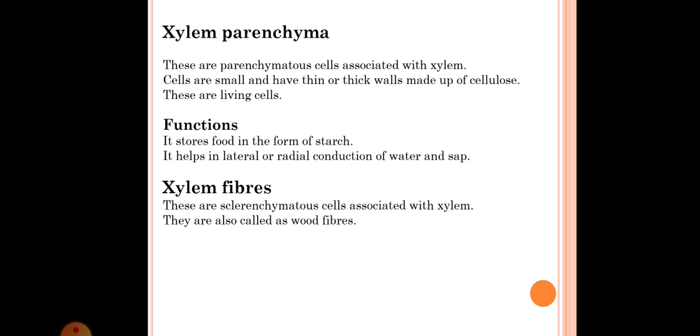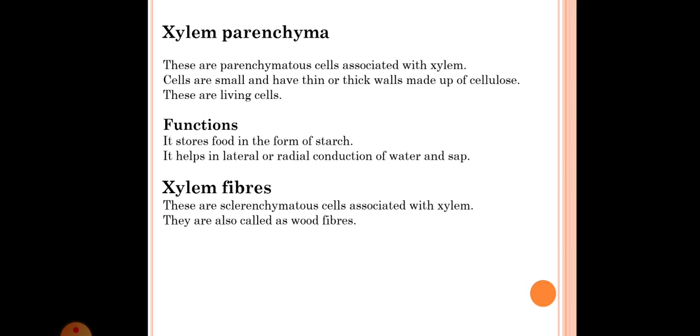The next is xylem parenchyma. These are parenchymatous cells associated with xylem. Cells are small and have thin or thick walls made up of cellulose. These are living cells. Functions of xylem parenchyma: it stores food in the form of starch. It helps in lateral and radial conduction of water and sap.